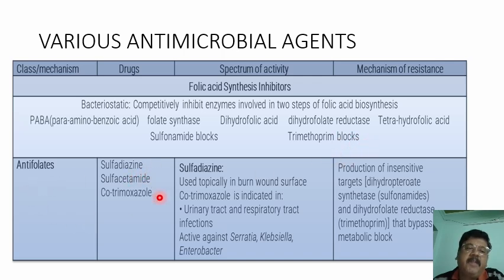So sulfadiazine, sulfacetamide, cotrimoxazole. Sulfonamides are used topically on burn surfaces. Cotrimoxazole is indicated in urinary tract and respiratory tract infections, active against Serratia, Klebsiella, and Enterobacter. So how is the mechanism of resistance? Production of insensitive targets, dihydropteroate synthase and dihydrofolate reductase, that bypass the metabolic block.